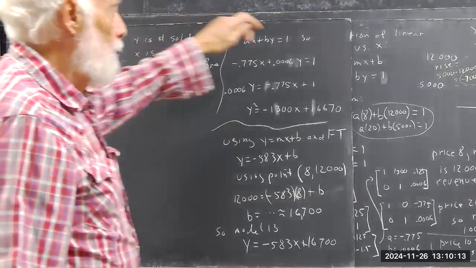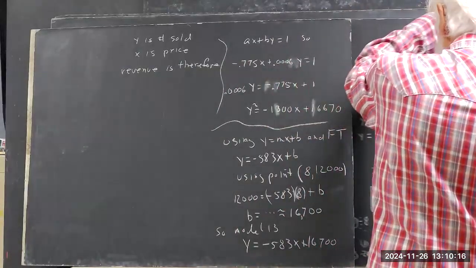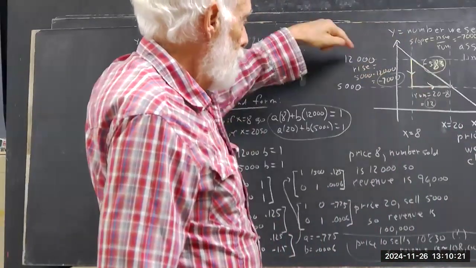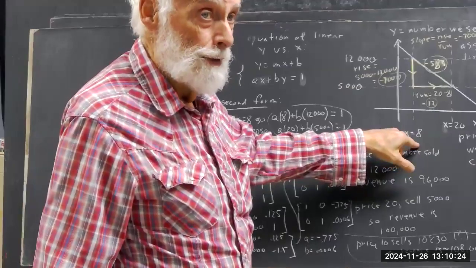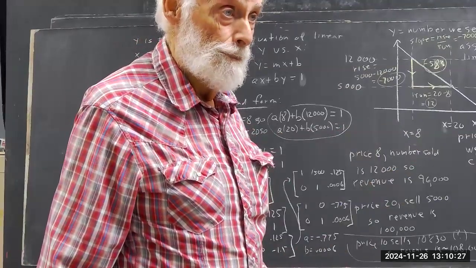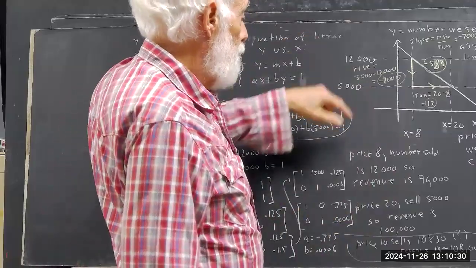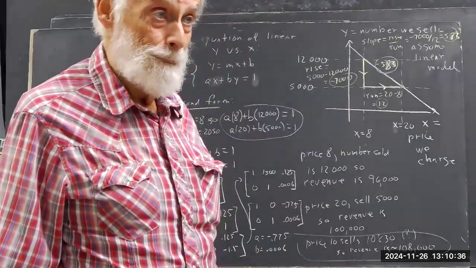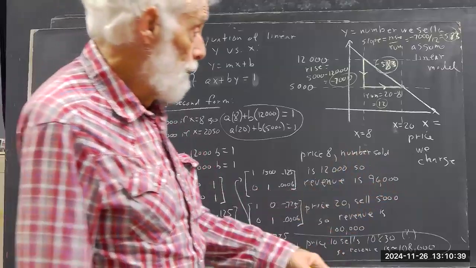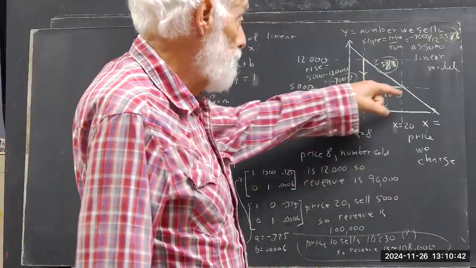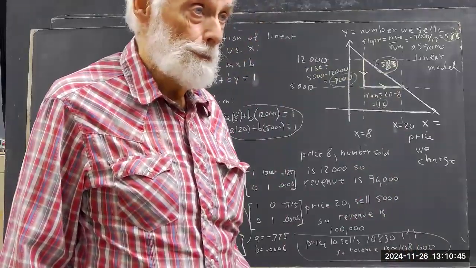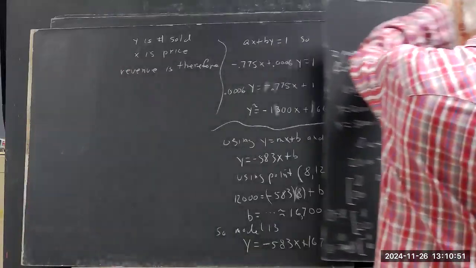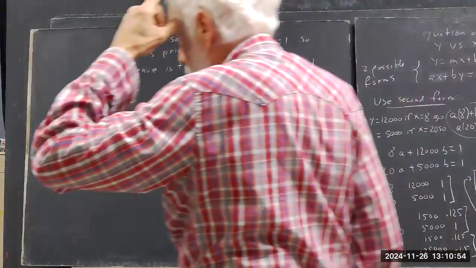And I'll go back. What did you do when you had just this point? Sell 12,000, you charge $8, you got $96,000, right? What did you do to get that? You multiply price by the number you sold, right? That's your revenue. So you multiply the price 20 by the number 5,000, you get revenue of 100,000. You need to understand that and kind of keep that in your head. Or write it down on paper and keep reminding yourself.